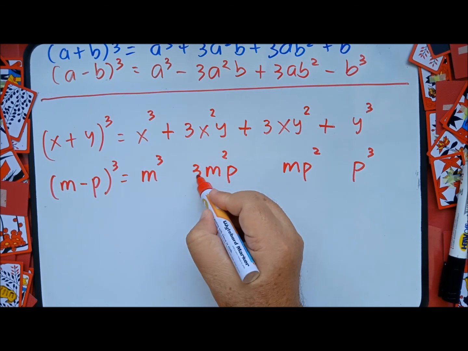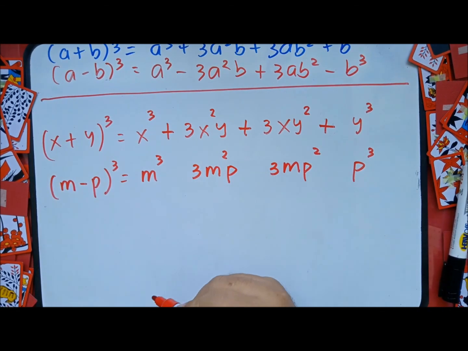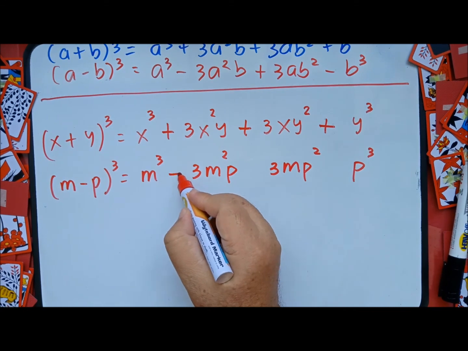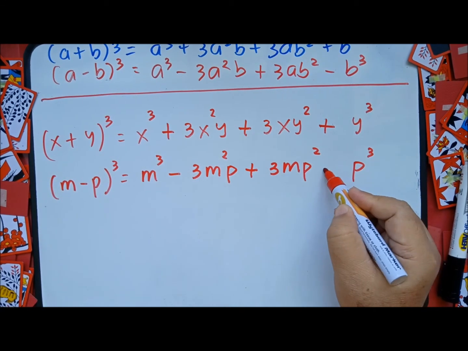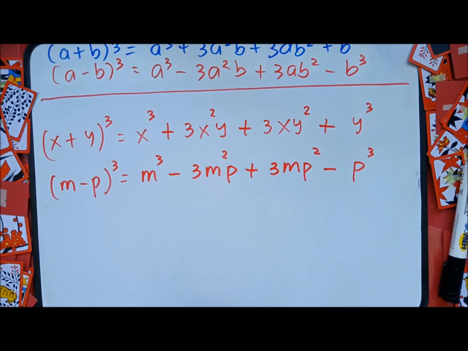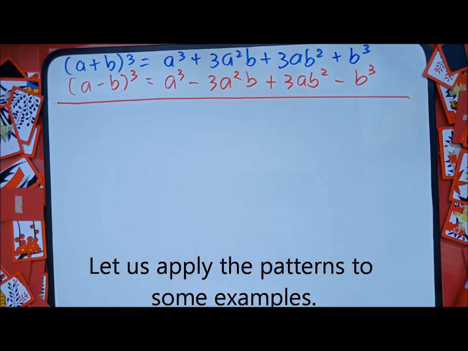Next, add 3 on the center terms. Then positive, negative, positive, negative, alternate. So, exactly the same. That is how I memorize my pattern. I just want to share this. Okay, so I'll give you an example.